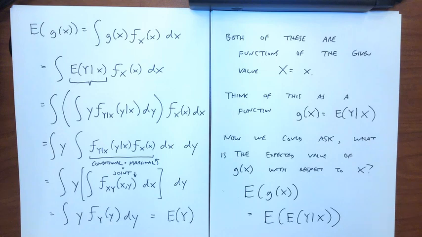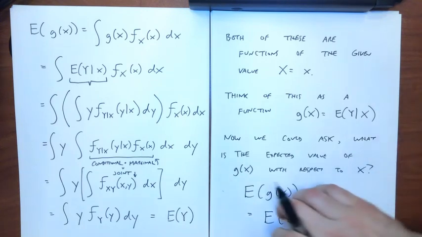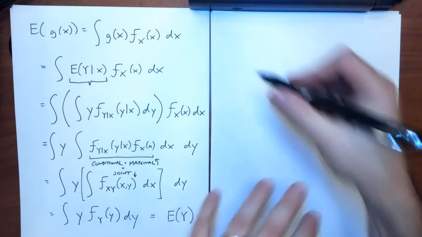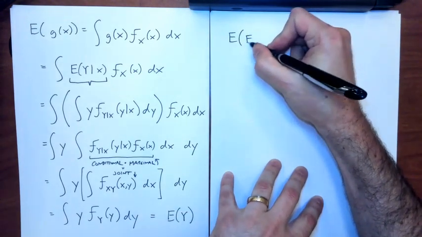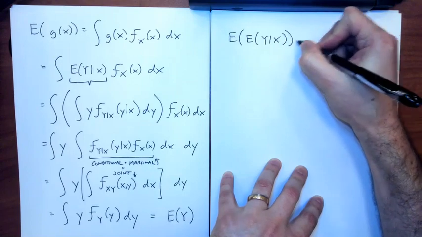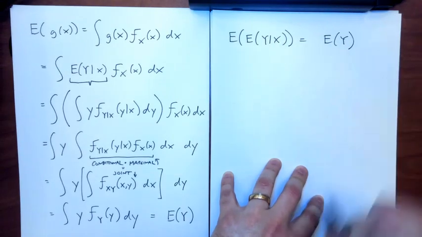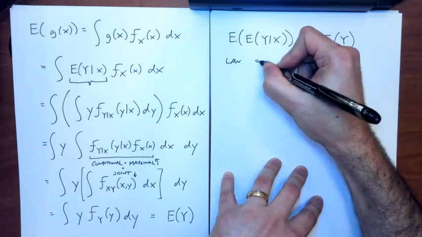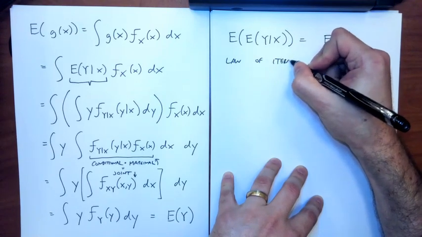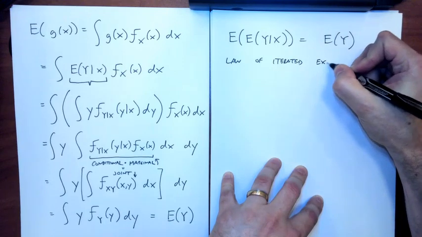So this is actually a nice little sequence of steps. If you're not clear on exactly what happened here, this is a good thing to practice on, right? We leveraged a bunch of things: the definition of expected value, and the property that conditional times marginal equals joint. And then we ended up with this basic result, which is that the expected value of the expected value of y given x is the expected value of y. This is called the law of iterated expectations.